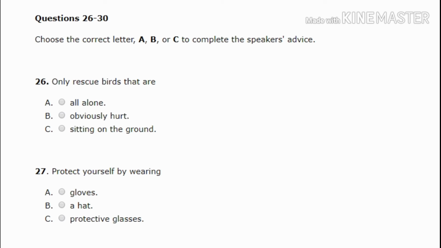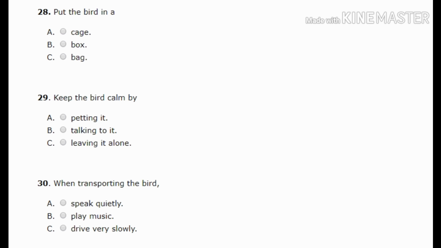For certain kinds of birds, the rescuer needs to wear protective gloves because some of those birds have sharp claws and can tear your shirt, or worse, injure your face or some other part of your body. Yes, that's an important point. Okay, next, let's tell people to put the injured bird in a box with good air circulation.